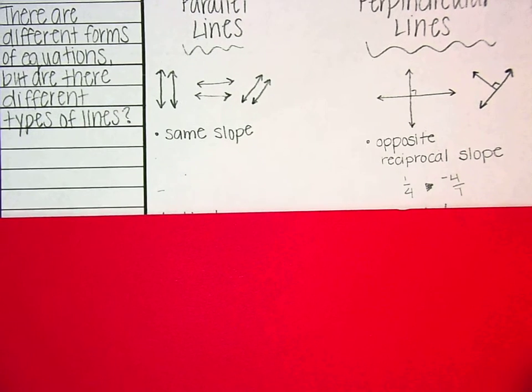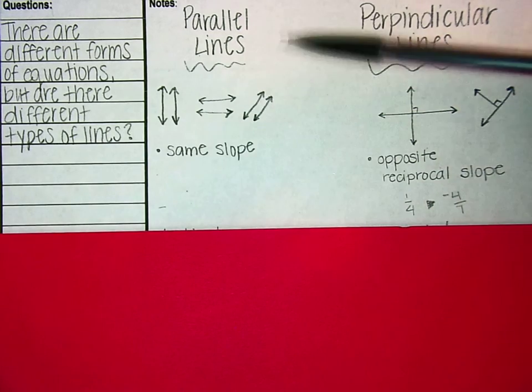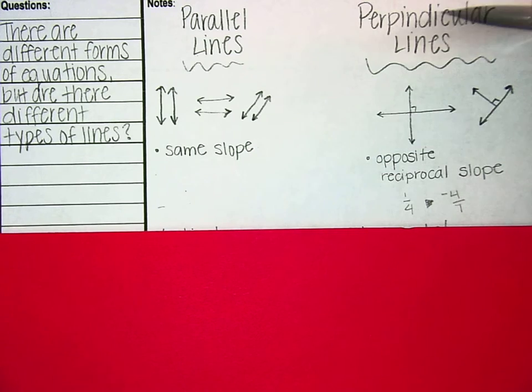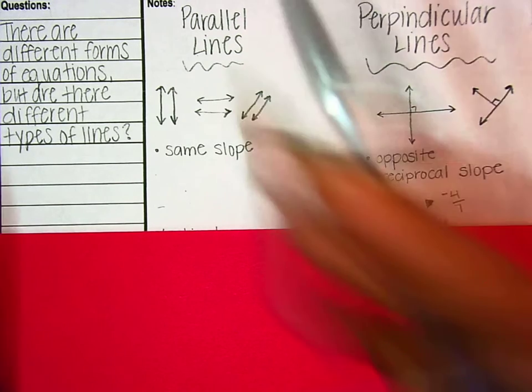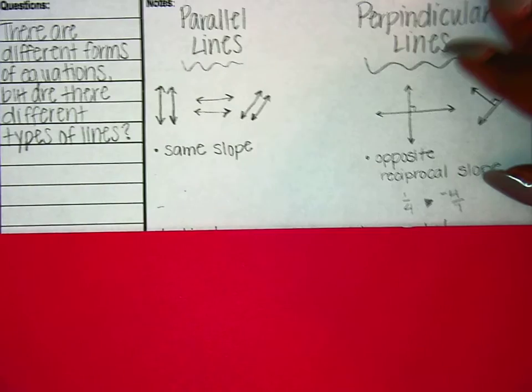Opposite reciprocal slope. Like I said, we'll practice more of that later. But it's just great to realize and to get into your head that parallel lines have the same slope, perpendicular lines, opposite reciprocal. Parallel lines do not touch, perpendicular lines cross, intersect. They have to touch.